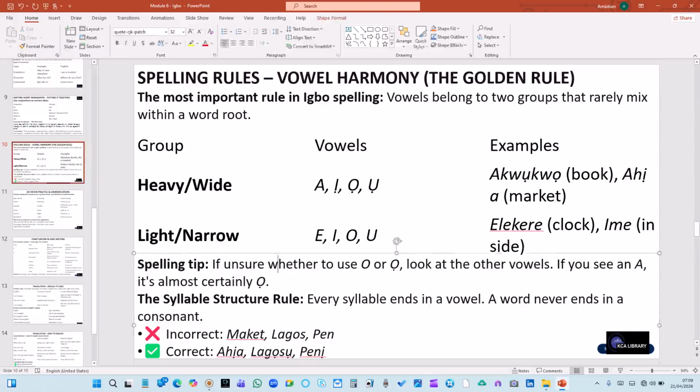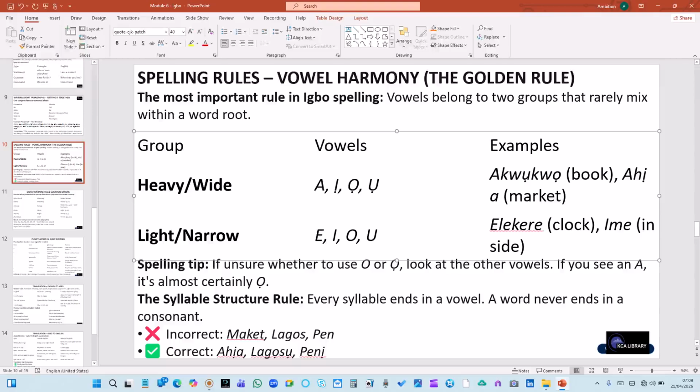Then the spelling tip. If unsure whether to use o or ọ, look at the other vowel. If you see an a, it is almost certain that you should use ọ because they belong to the same group, which is the heavy group.